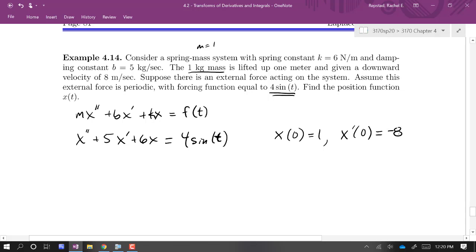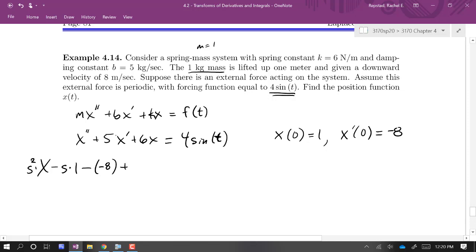And we're going to solve this, and we're going to do so by first taking the Laplace transform all the way through. So x double prime, take the Laplace transform of the x double prime, we get s squared times big X minus s times the initial position, which is 1, minus the initial velocity, which is minus 8.